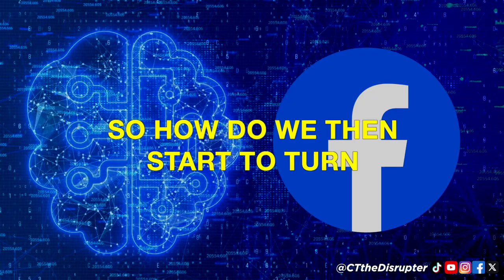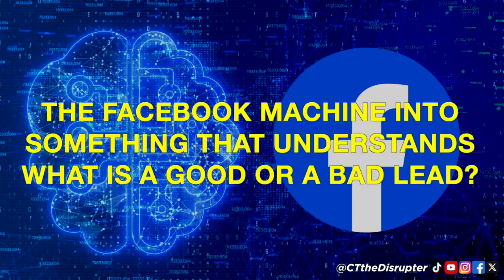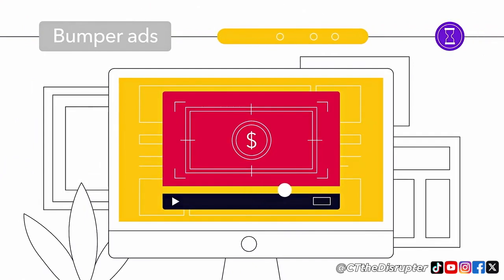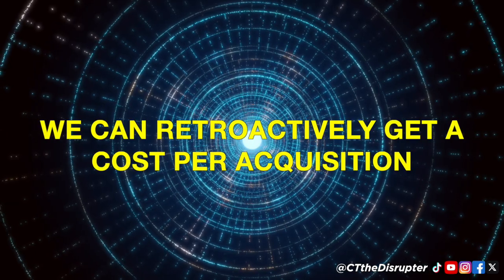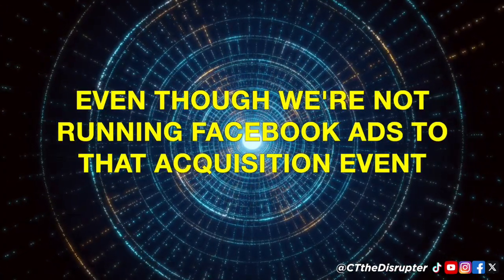So how do we then start to turn the Facebook machine into something that understands what is a good or a bad lead? And at that point, when we're doing lead gen, what I often do, and I suggest to everybody that's running lead gen inside the Facebook Ads MBA program, what I'll do with them is say, let's pass back offline conversion events. Of all of the ads that we've run, which ones actually turned into students or buyers or people that took that offer? When we pass that back, we're going to start noticing by concept, by ad, which ads are more likely to drive people that are more successful. We can retroactively get a cost per acquisition, even though we're not running Facebook ads to that acquisition event.